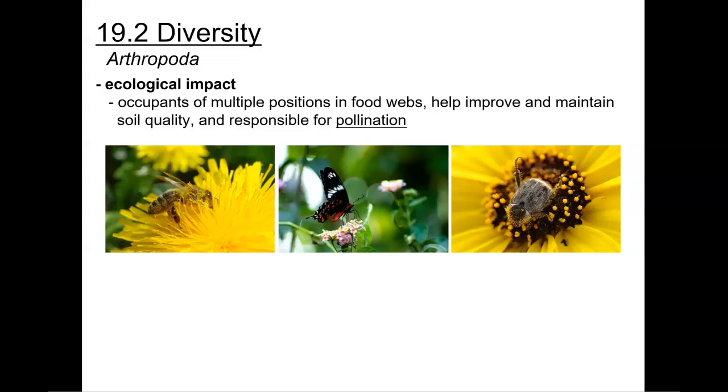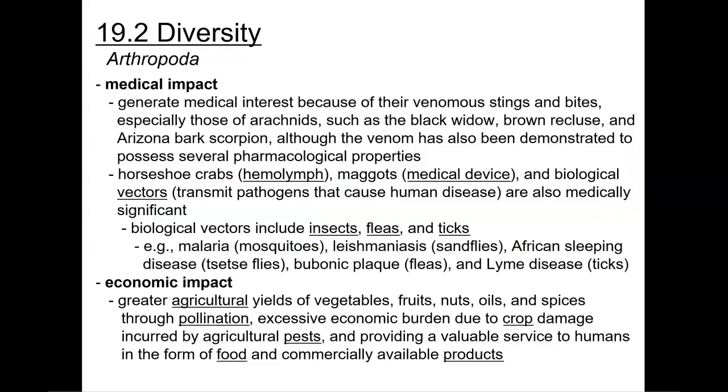Ecological impact. They're occupants of multiple positions in the food web. They help to improve and maintain soil quality, and they're responsible for picking up on pollution. Their medical impact. They generate medical interest because of their venomous stings and bites, especially those of the spiders or the arachnids, such as the black widow, the brown recluse, and the Arizona bark scorpion, although the venom has also been demonstrated to possess several pharmacological properties.